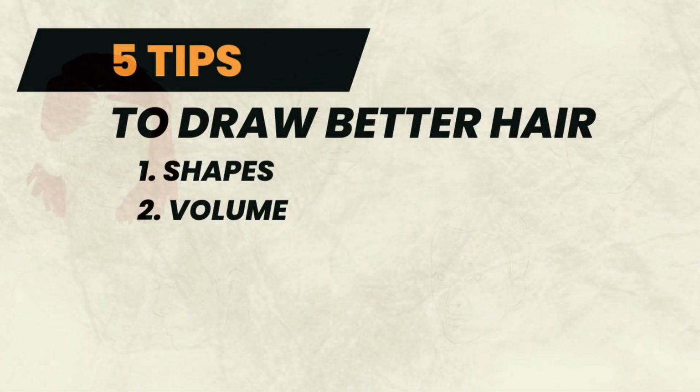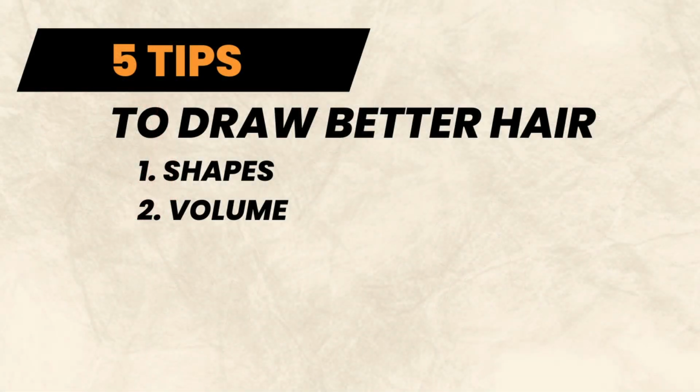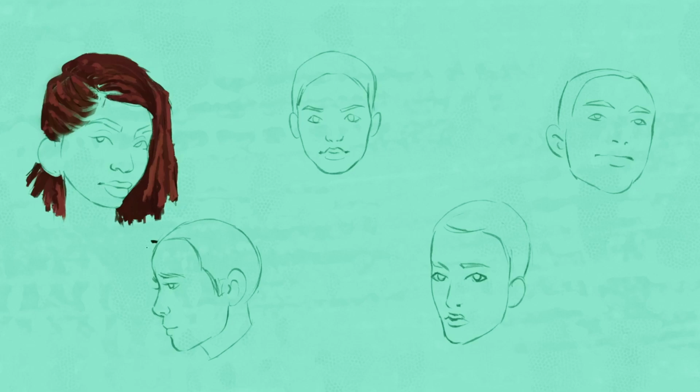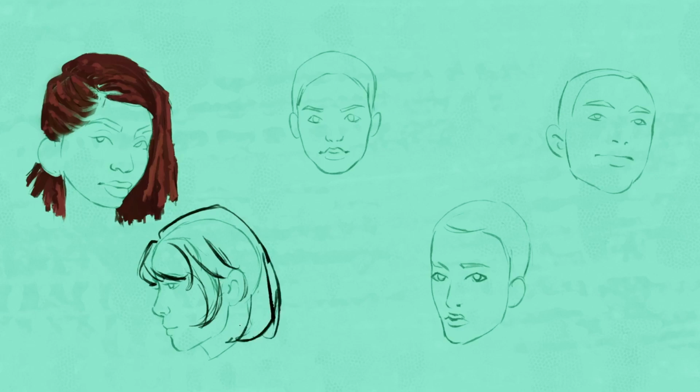Tip number 2. Volume. Any hair should have quite a volume from the skull, so do not draw the hair starting exactly from the borders of the skull. The more distant the hairline is from the skull, the more full and thick this hair will look.